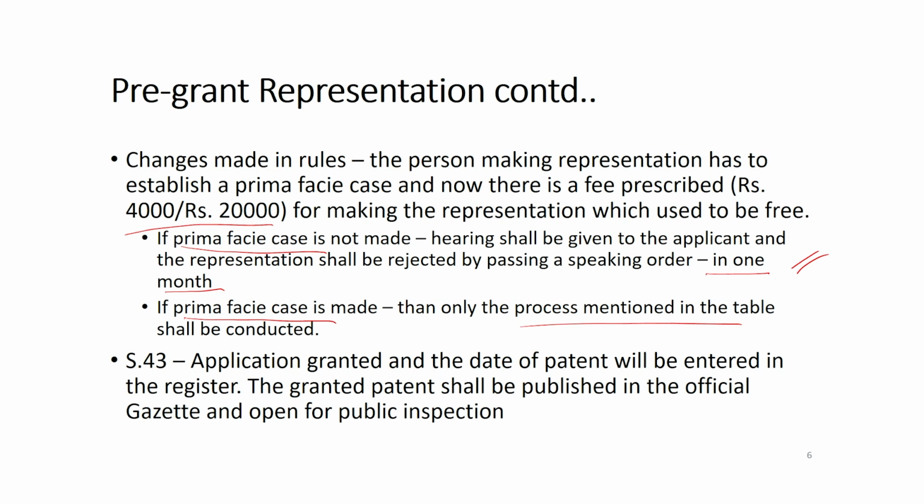Now, if pre-grant opposition fails and ultimately patent is granted, then what will happen according to section 43? The granted patent and the date of patent will be entered in the register. The granted patent shall be published in the official gazette and will be open for inspection. The Journal of Patent Office has been given the status of official gazette. So, all these granted patents are published in Patent Journal of Indian Patent Office.